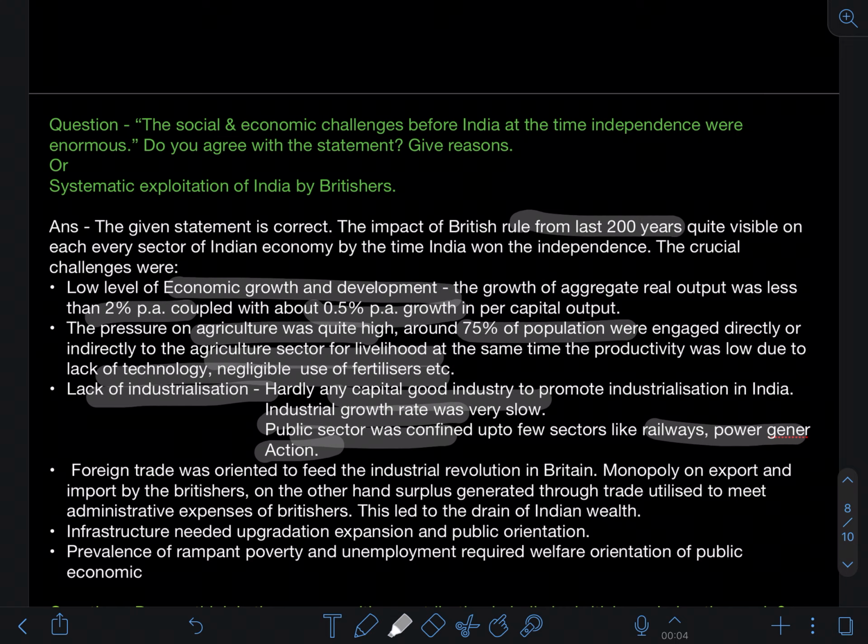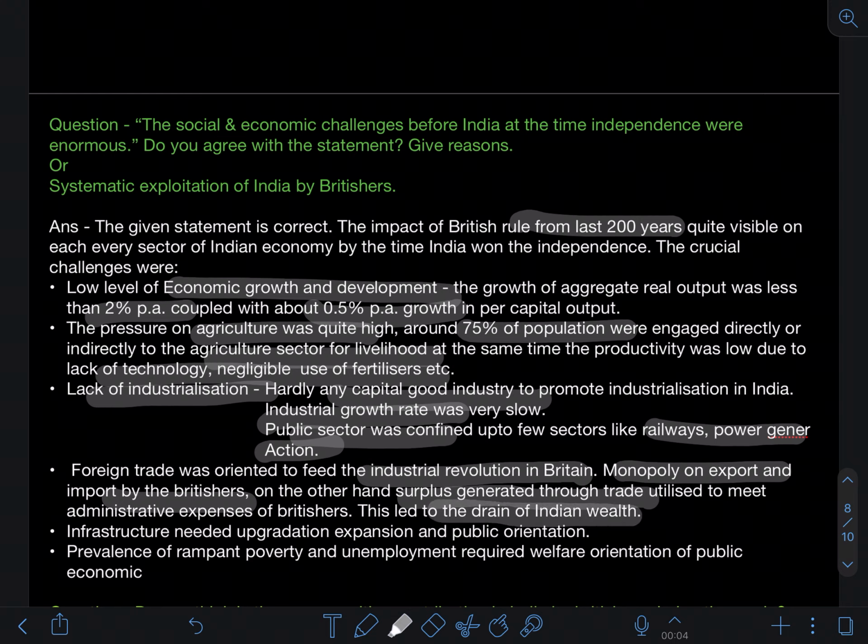Yes, foreign trade was oriented to feed the industrial revolution in Britain. The monopoly on export and import was only with the Britishers. All the tariffs, all the revenues, all the taxation were decided by the Britishers only. On the other hand, the surplus generated through trade was only and only utilized to meet the administrative expenses of the Britishers, right? So that led to the drain of Indian wealth.